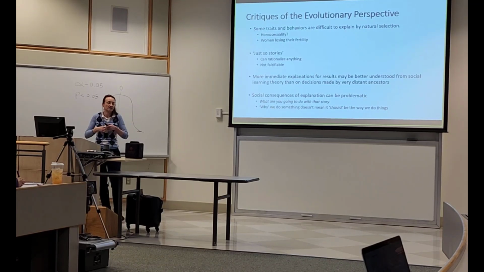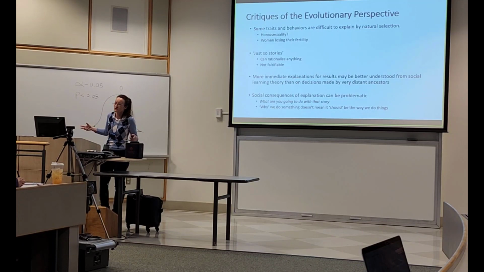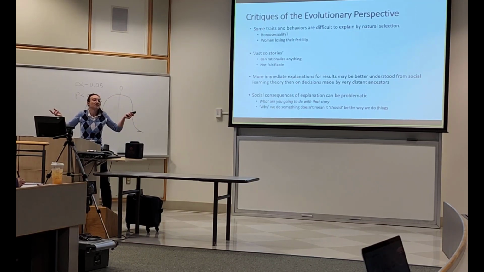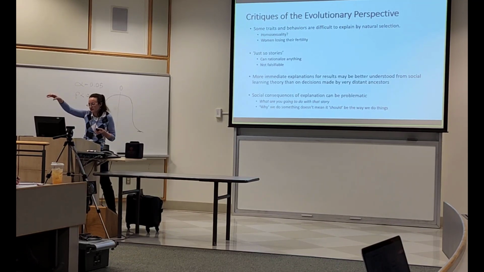So it takes a village to raise a child, much better if there's some folks that don't have children. That's the idea. But how do you prove that? Right? So they're not falsifiable. Evolutionary psychology works as a good kind of unifying theory. When we're looking at somebody's behavior here and now, sometimes social learning is a better explanation than evolutionary psychology, just based on decisions made by your very distant ancestors.